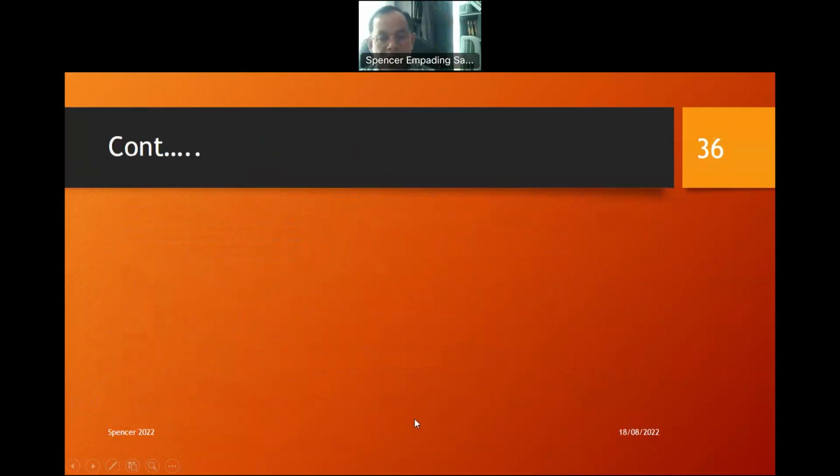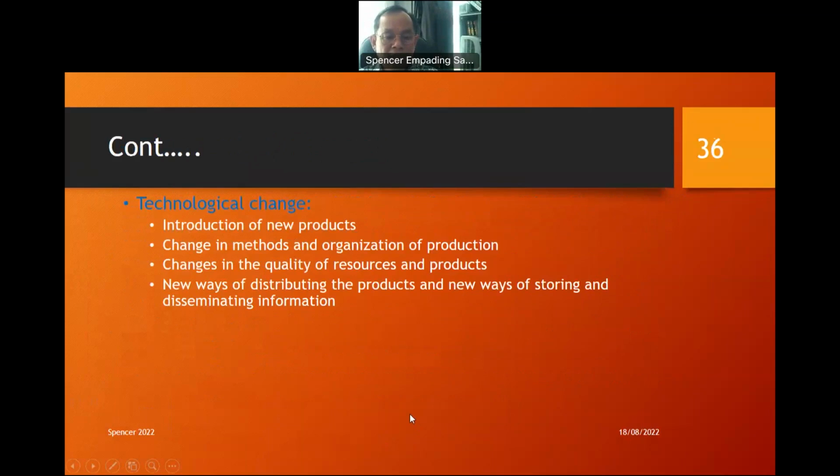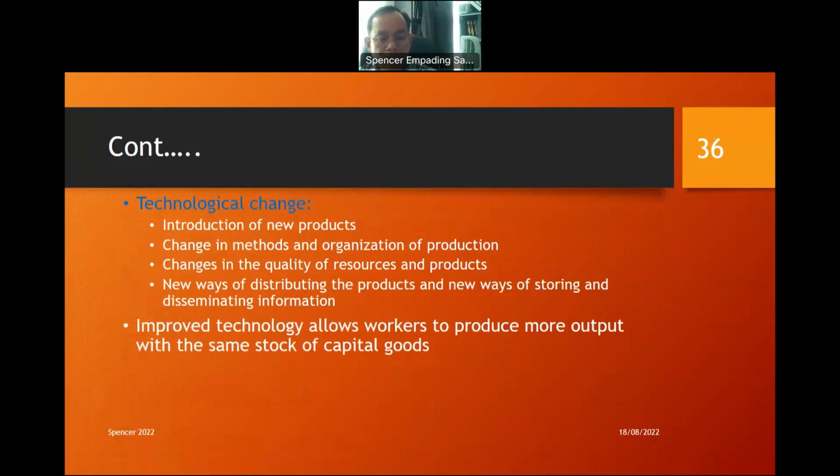Better earnings. So technological change includes introduction of new products, changes in methods and organization of production, changes in the quality of resources and products, new ways of distributing products, or even storage of products and also distribution. So the improved technology or technological change allows workers to produce more output with the same stock of capital goods.